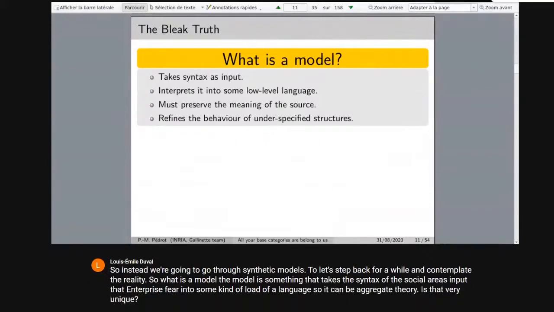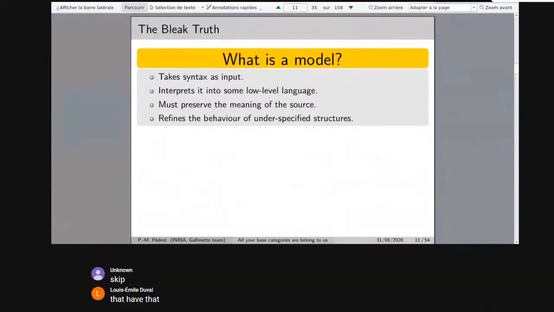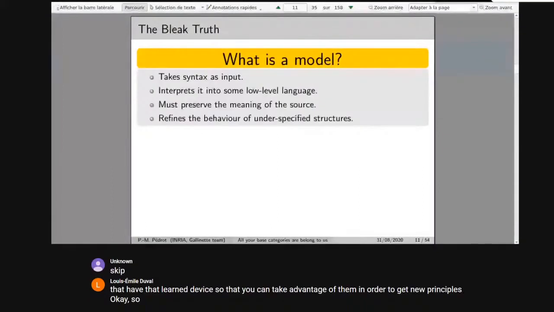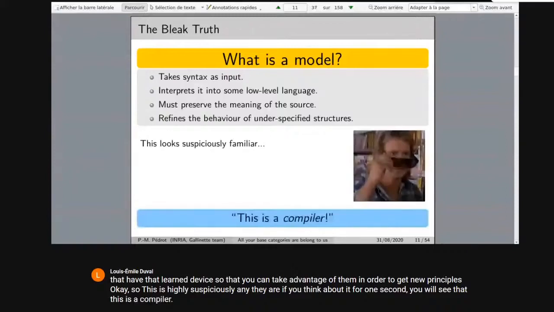It must preserve the meaning of the source, in the sense that you don't map true things to false things. And furthermore, what you hope from a model is that it refines the behavior of structures that were not specified, so that you can take advantage of them in order to get new principles. Okay, so this is highly suspiciously familiar. If you think about it for one second, you will see that this is a compiler. Nothing more. A model is no more than a compiler.